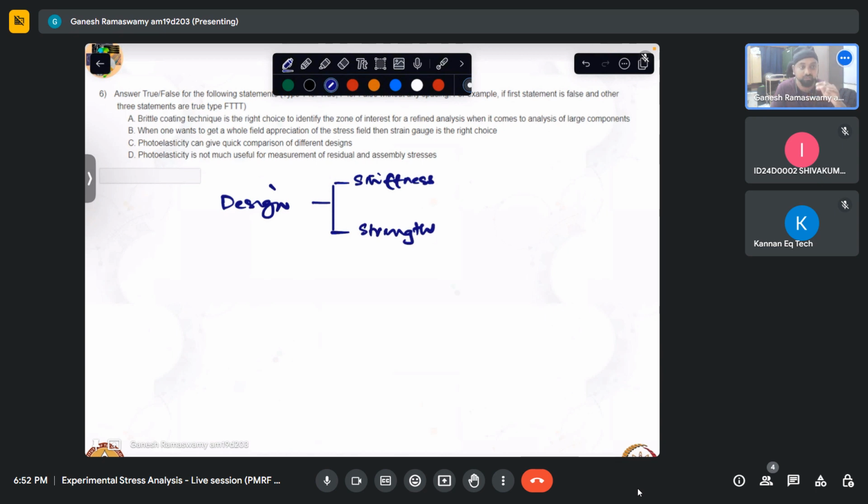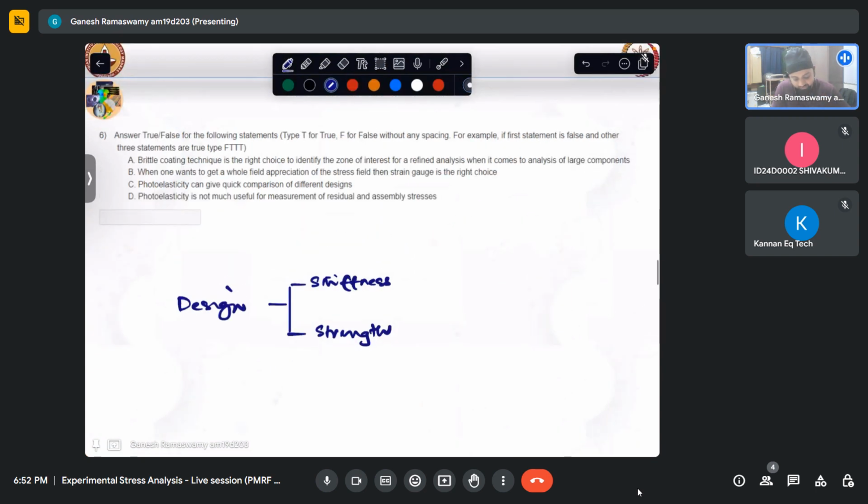to a safe threshold. So in such a case, if there are large components and if we have to design something for strength, naturally we will have to identify which is the portion that is getting stressed to the hilt, to the maximum level, so that we provide adequate material and reinforcement at that point, so that the design is safe for that purpose. So in a very large complex structure, in order for us to identify those zones, brittle coating happens to be a very good technique.